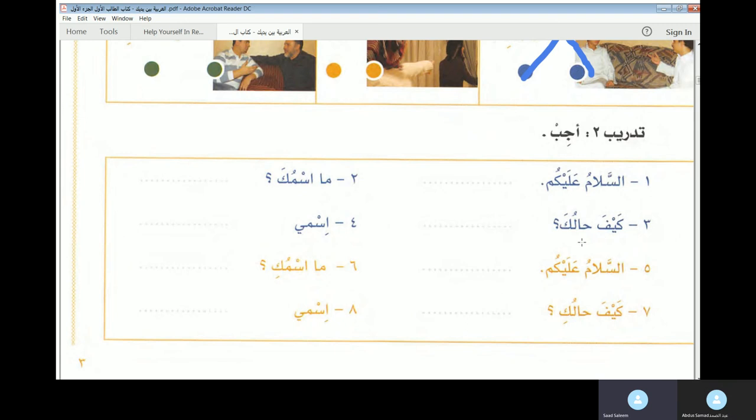Now assume that you are a female. Okay? Assalamu alaikum. Wa alaikum assalam. Masmuki? Ism Khadija. Wrong. Ismi. You already made this name. Add ya. What is the meaning of ya? Me, or my. Ya means my. Ismi, my name. So, Masmuki?